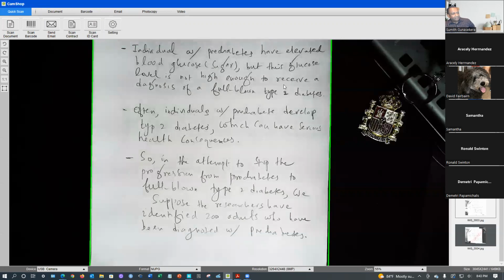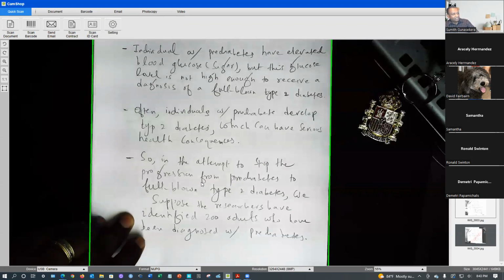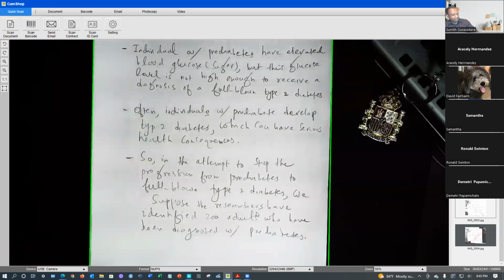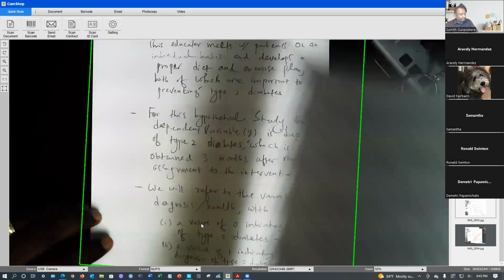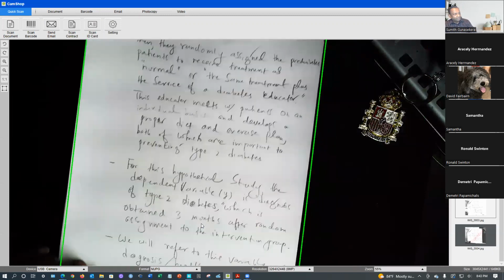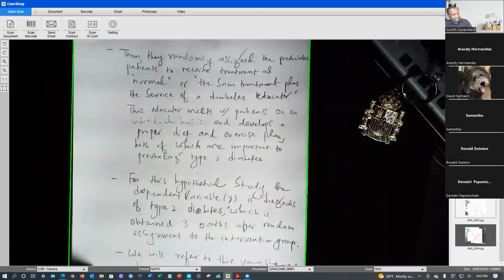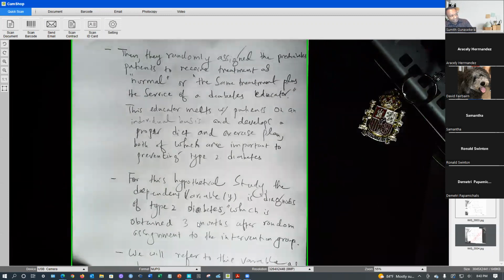So in the attempt to stop the progression from prediabetes to full-blown type 2 diabetes, they randomly assign the prediabetes patients to receive treatment. They will be assigned to two types of treatments: the normal treatment, called the control group, or the same treatment plus the service of a diabetes educator.